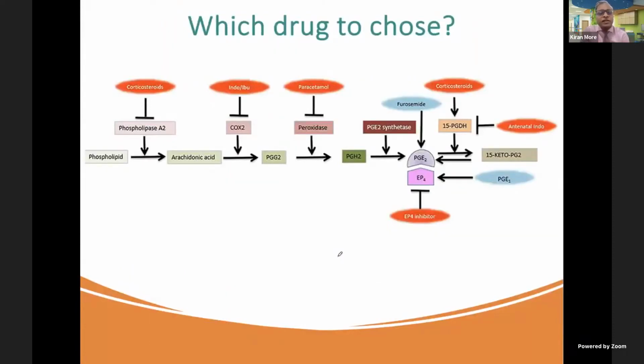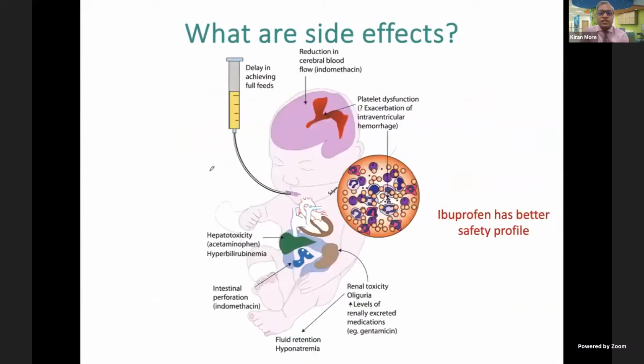So again, this medical part of the PDA management, I will leave it. These are different sorts of physiological approaches. We can come back to it in the management discussion. So I'll skip that, and one should be mindful of the side effects. Ibuprofen has a better safety profile than indomethacin. Indomethacin has got a lot of effects on the platelet function, IVH risk, gut, platelets, etc.